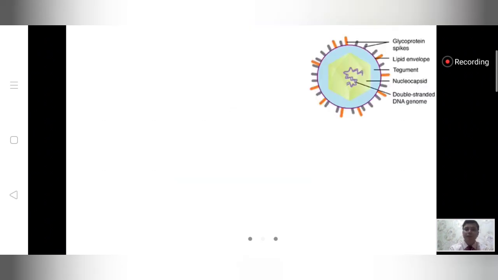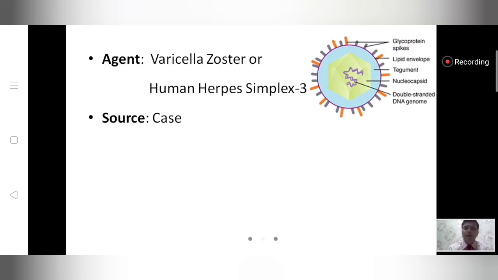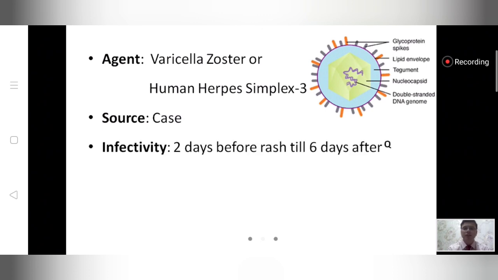Let's see about the agent now. There's a photograph of the varicella zoster virus, a double-stranded DNA virus. The most important source is a case of chickenpox. About infectivity, the doctor should have told the patient's mother that from 2 days before the rash appears to 6 days after the rash appears, this virus can spread to other people. This is the period of infectivity. An important thing to note is that the last phase of the rash, the crusting or scabbing stage, is not infectious.